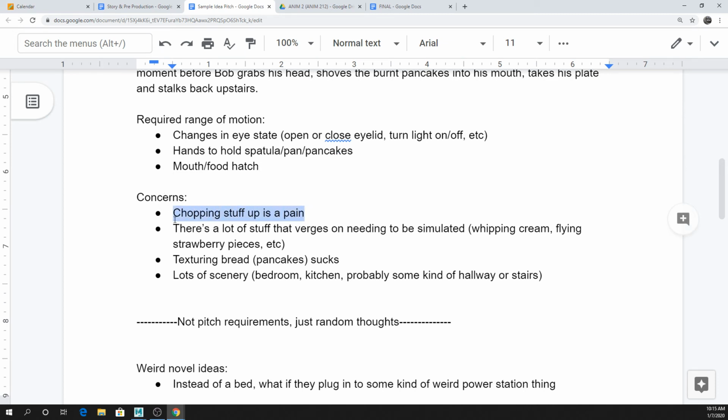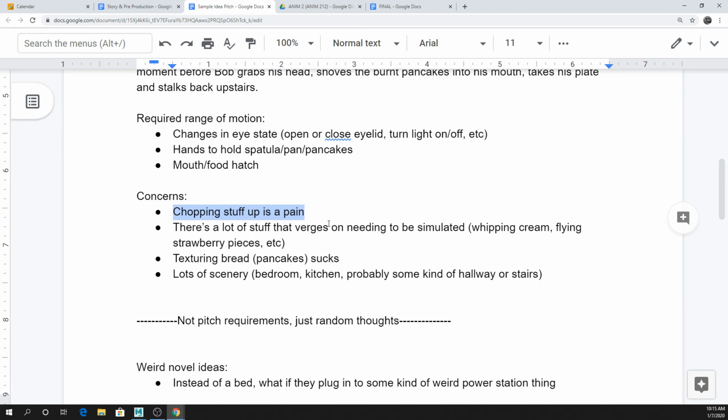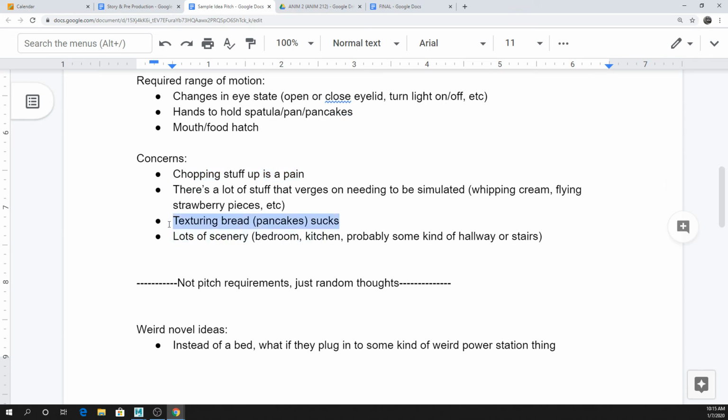Chopping stuff up is a pain. I've done it before and it sucks. So that would be a concern, having to deal with that. Also texturing bread is my personal nemesis. Texturing bread is really annoying. And there's also in this lots of scenery. I have a bedroom and a hallway and a kitchen, and that's just a lot of stuff that needs to get modeled.